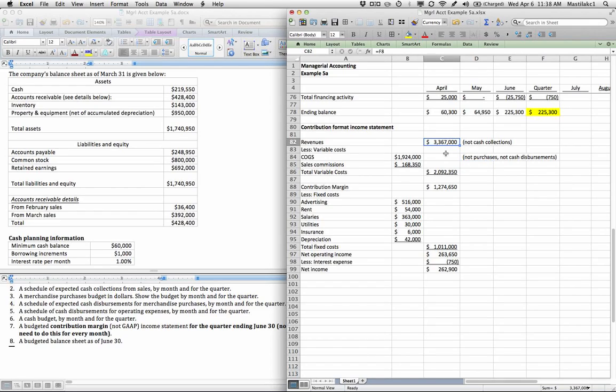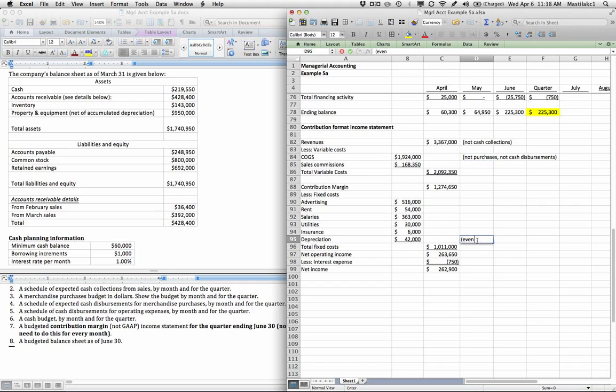An income statement cares about revenues. For our cost of goods sold, we purchase our inventory before we sell it. We pay for our inventory at a different time from when we sell it. An income statement cares about the cost of goods that are sold because it's trying to match the revenues with the cost of those items that generated the revenues. So we want to make sure that what we have in here for cost of goods sold is the cost of goods sold number, not the purchases or the cash disbursements.